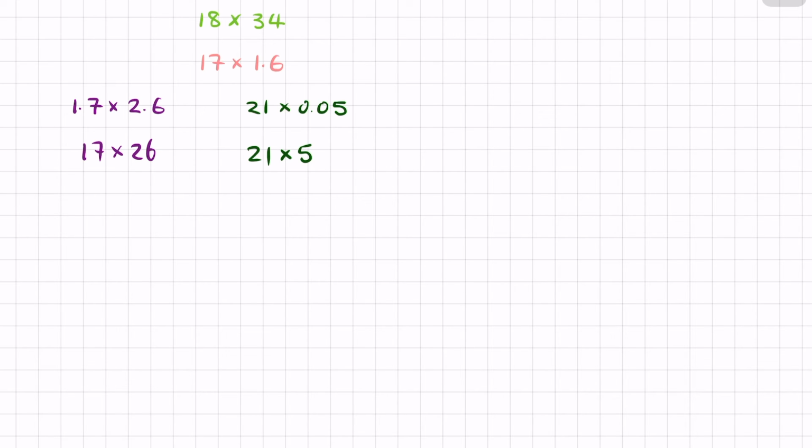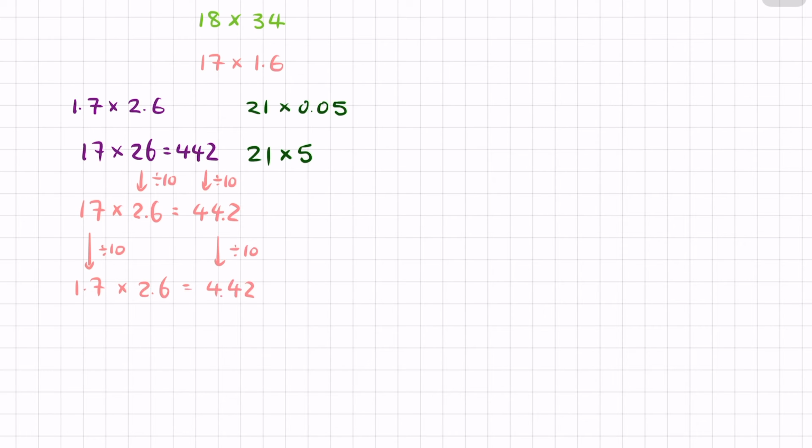17 times 26 is 442. If the number of sticks is reduced by 10 times, then we know that the size of the gap is reduced by 10 times. If now the size of the sticks is reduced by 10 times, then the size of the gap is going to be reduced by 10 times as well. Therefore, the final answer is 4.42.